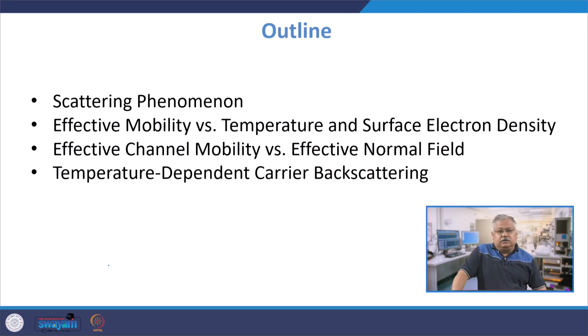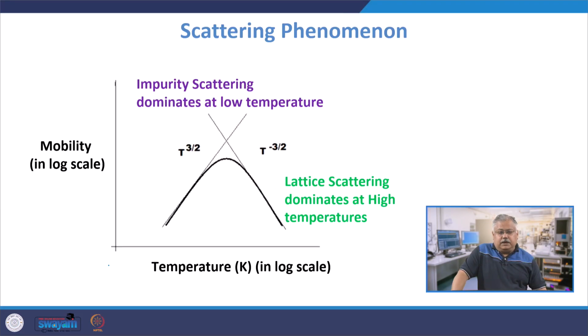We look into scattering mechanism. We will understand what is the meaning of effective mobility and how it varies with temperature as well as with surface electron density. Look at channel mobility versus effective normal field. So, if we vary the transverse direction or even the longitudinal direction electric field, how does it affect the channel mobility? And then look into temperature dependent carrier backscattering mechanisms for this design.